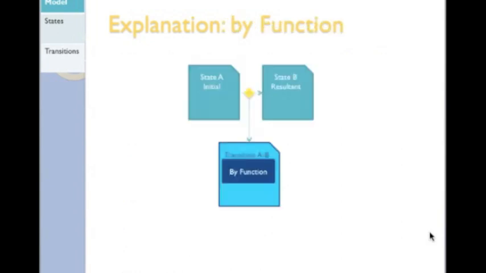Transition by function. This indicates that the cause of the change of a system from one state to another is the result of a function of a subsystem of the current system. Because this is a very important type of explanation for SBF models, we're going to cover this one in some depth. The others will be more straightforward.